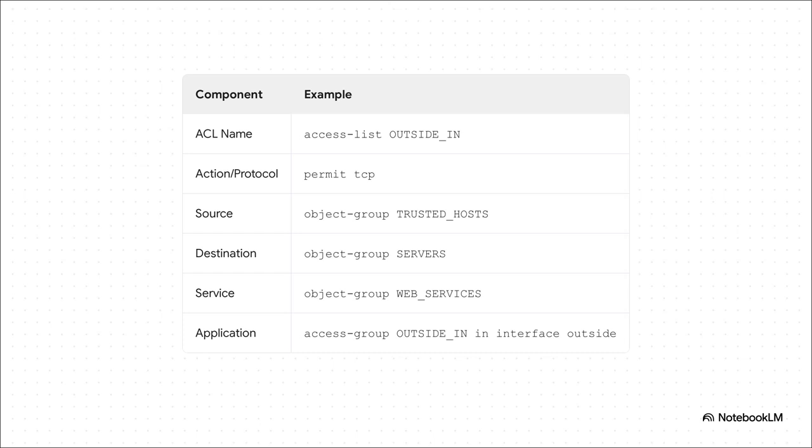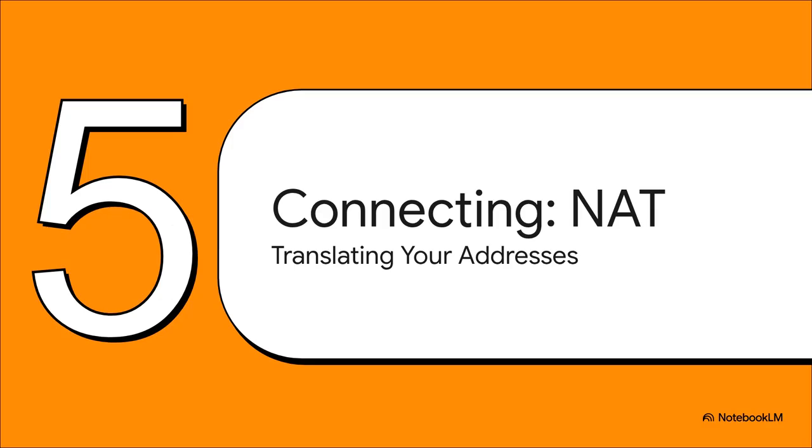And boom, here's where all that prep work pays off. Look at how this ACL reads like a sentence. We create an access list named outside in. The rule says, permit TCP traffic from the object group trusted hosts to the object group servers for the services in the web services group. Isn't that clean? It's so much easier to understand than a list of IP addresses. Then, the last step is to just apply that access list to the outside interface, telling it to check all incoming traffic.